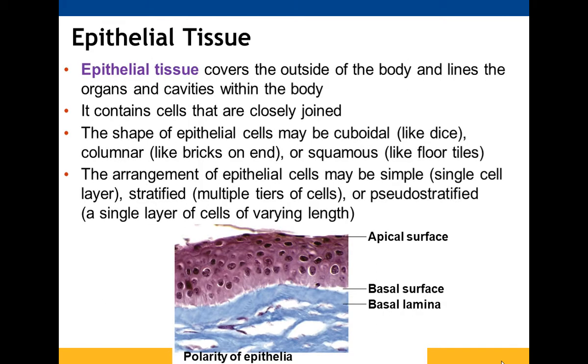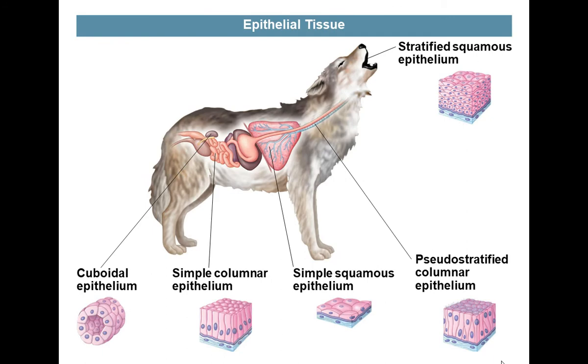So the first one we're going to look at is epithelial. We most often refer to epithelial within the human body as your skin. It covers the outside of the body, but it also is found within the body. It lines your organs and your cavities. The cells are very close to one another. You can have different shapes for your epithelial cells, and you can have different arrangements: cuboidal, columnar, squamous, simple, stratified, pseudostratified. And I'll show you some pictures of those on the next slide. So you can see the different types of epithelium that are present in this organism and where they're located.